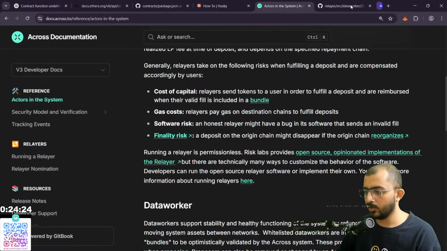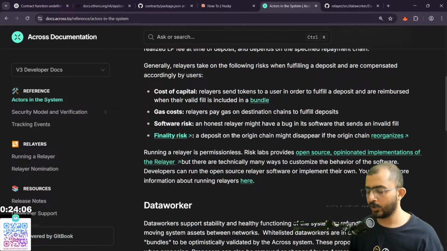Okay. Also, this risk also happens with the L2s. If it's an optimistic L2, actual finality is quick, but the dispute time is 7 days. So if a proof is sent which is not correct and it gets disputed and the disputer wins that dispute, then there might be an issue and you will lose your money.